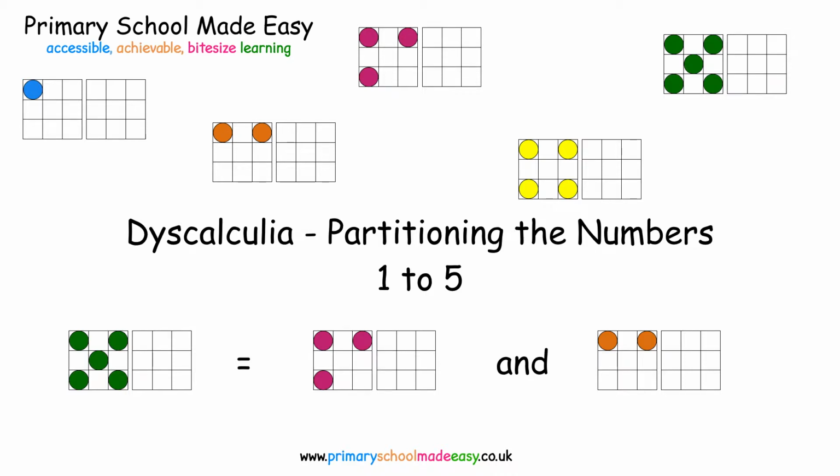Partitioning the numbers 1 to 5. This symbol has two lines and means the same as. The same as. There are lots of ways to make 5 from smaller numbers, and we call this partitioning. Let's look at all the ways we can partition 5.